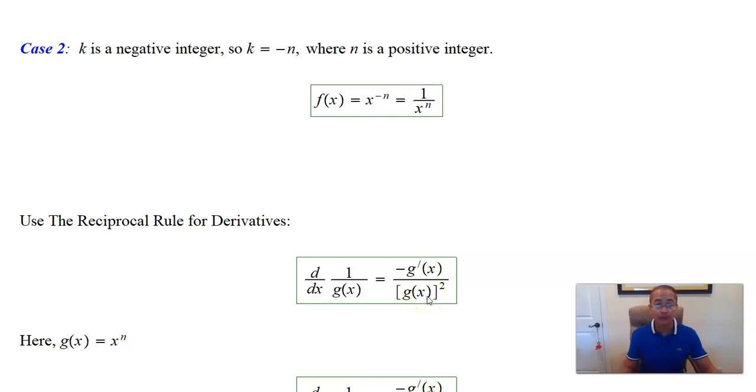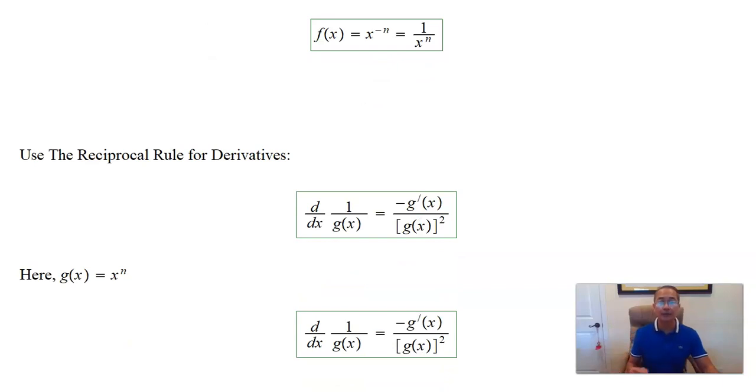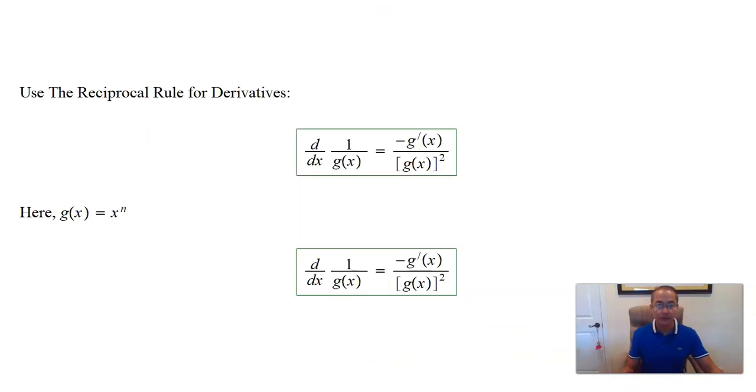Now, most of you probably know the reciprocal rule as a special case of the quotient rule. Something like low d high minus high d low, square the bottom, away we go. Okay, so in this case, our g of x is x to the n, not 1 over x to the n, but just x to the n, because that is what we see here in the reciprocal. According to the reciprocal rule, the derivative of 1 over g of x is negative g prime over g of x squared. So I wrote that over there, and let's carry out the computation.